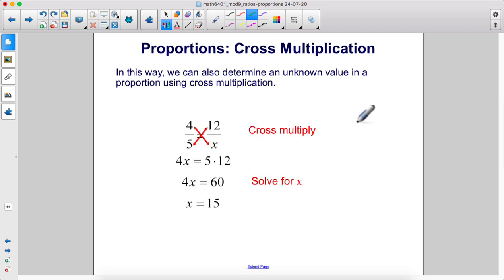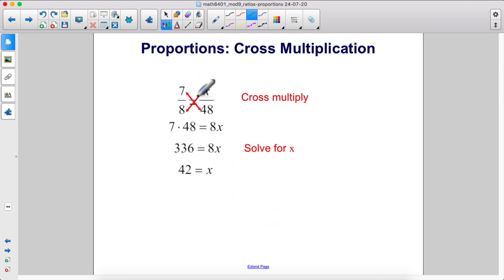In this way, we can also determine an unknown value in a proportion using cross multiplication. 4 over 5 equals 12 over x. So that means that 4 times x equals 5 times 12. 5 times 12 is 60. Then just divide both sides by 4, and we see that x equals 15.